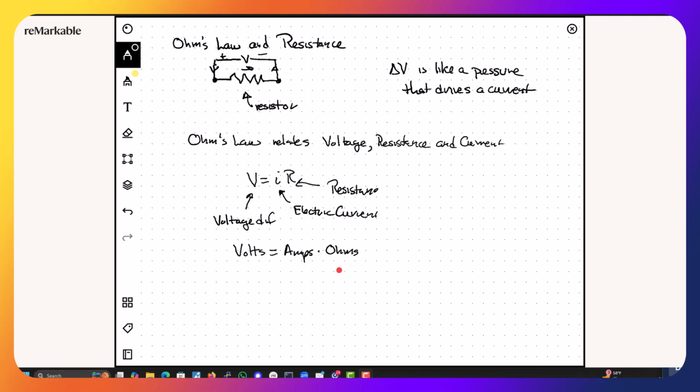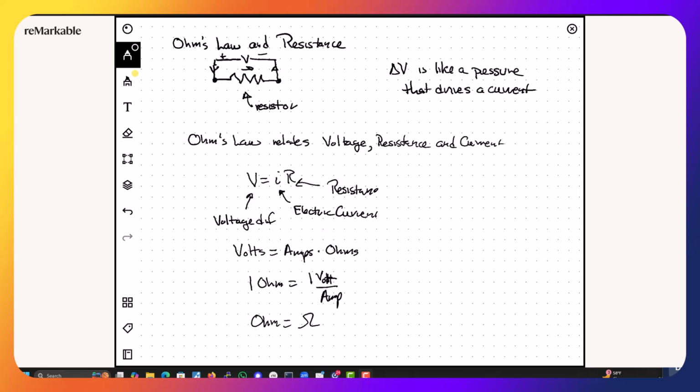Okay, and 1 ohm is 1 volt per amp. And we use a symbol for an ohm. The symbol we use is the omega.